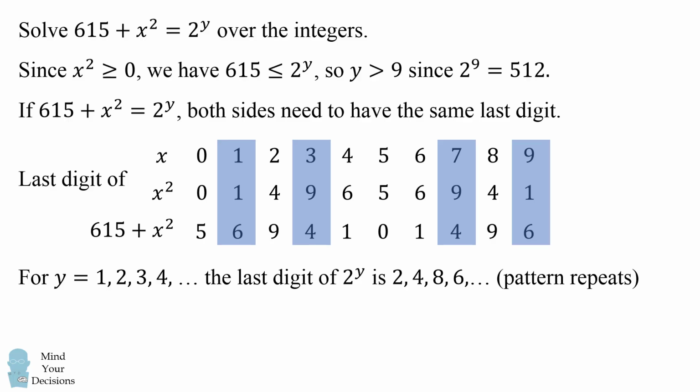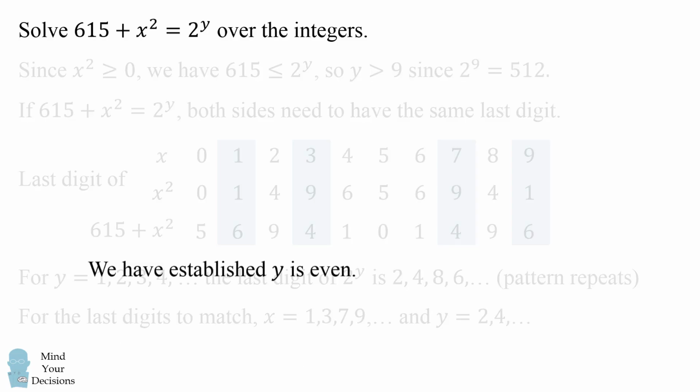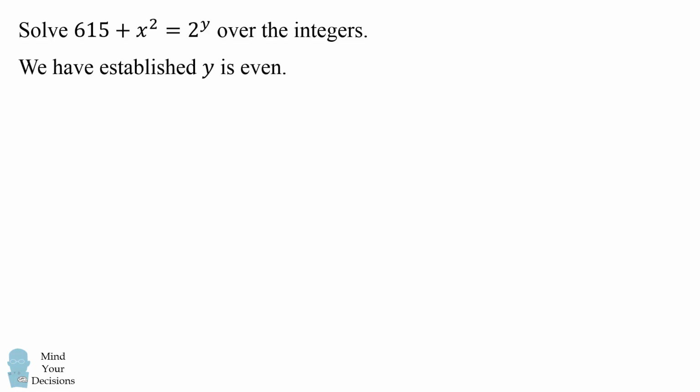This only happens when x is equal to 1, 3, 7, or 9, and the last digit will be 6 or 4. So for the digits to match, the very last digits, x would have to be 1, 3, 7, or 9, and y would have to be 2, 4, 6, 8, and so on. In other words, y would have to be an even number. So we've established that y is even, and that'll be the key to solving this problem.